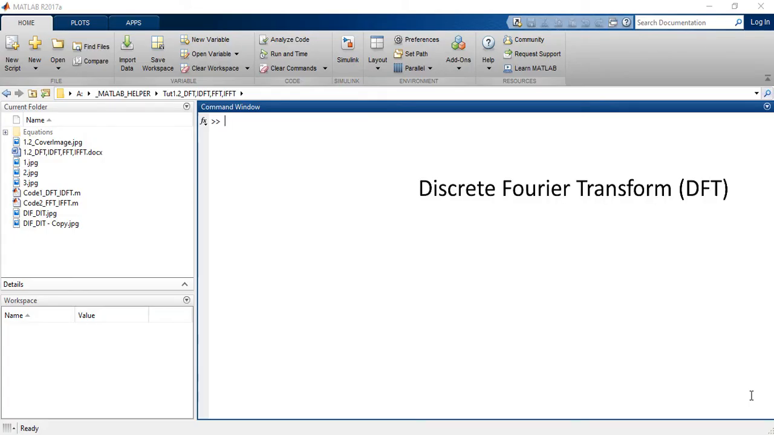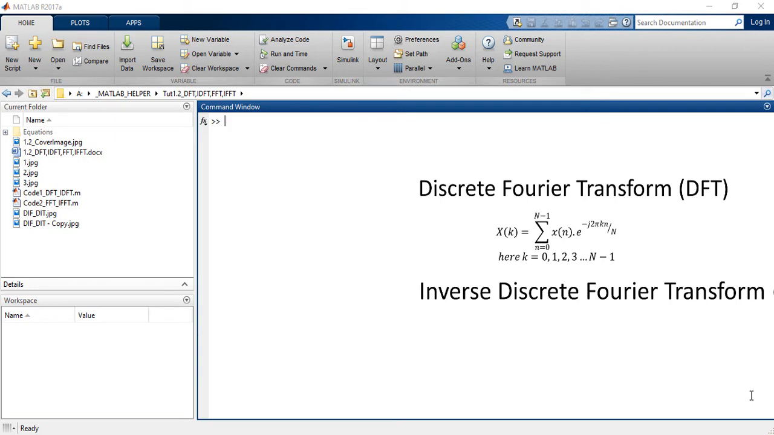Discrete Fourier transform is mathematically defined by X of k is equal to summation n is equal to 0 to N minus 1 x of n, which is our sequence, times exponential of minus j 2 pi kn by small n. Here k is equal to 0, 1, 2, 3 till N minus 1.